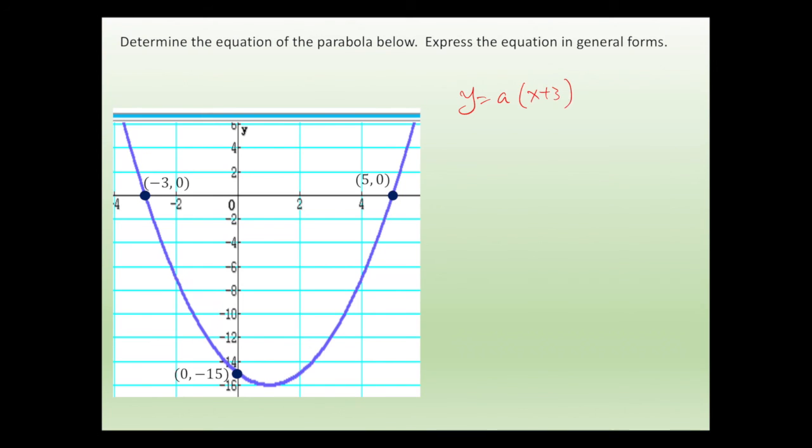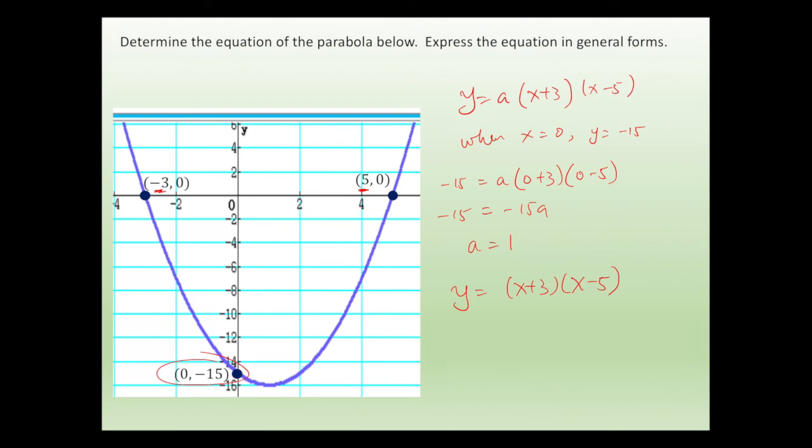So y = a(x + 3)(x − 5), because the roots are −3 and 5. By using the point (0, −15), when x = 0, y = −15, we can work out a. So −15 = a(0 + 3)(0 − 5), so −15 = −15a. Therefore, a = 1. So the equation is y = (x + 3)(x − 5).